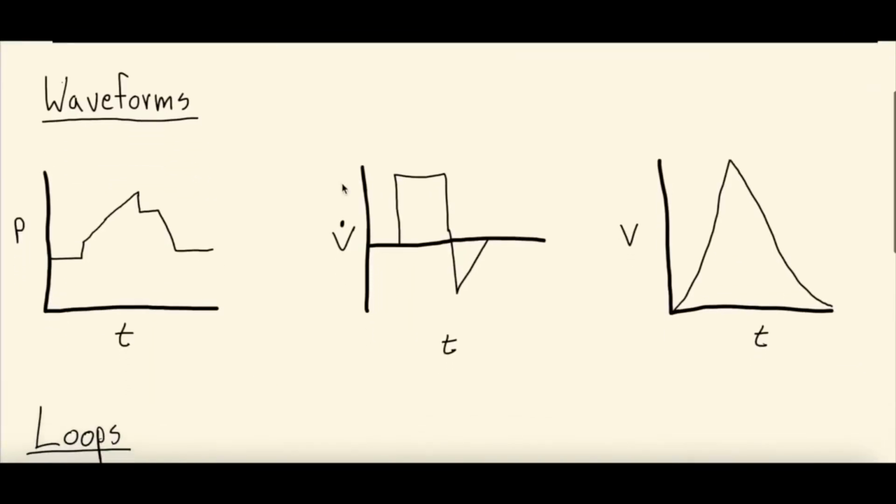So starting with waveforms, there's three basic waveforms that the ventilator gives us. There's the pressure time waveform, so pressure is the P. There's the flow time waveform, so flow is this V with the circle over it, and then there's the volume time waveform. These are the three main waveforms that we can find on the ventilator: pressure, flow, and volume. And they show us different things.